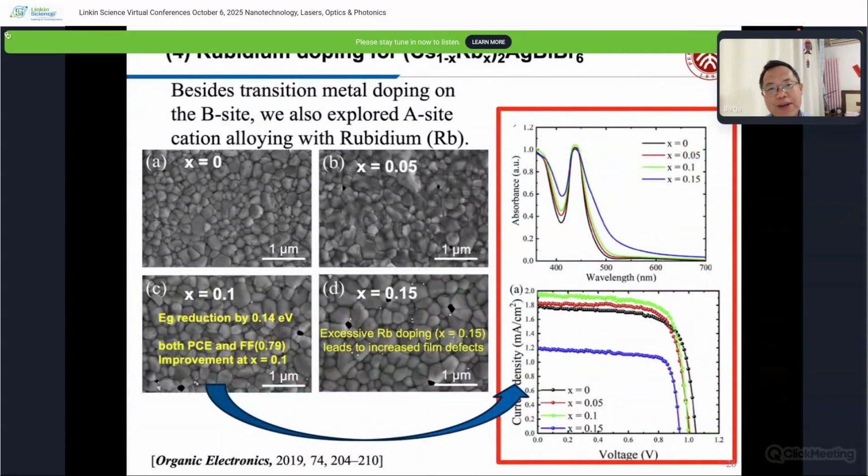Besides transition metal doping on the B side, we also explored A side cation alloying with rubidium. With a doping ratio of 10%, the band gap was reduced by 0.14 eV, and both PCE and fill factor were improved simultaneously. However, an excessive rubidium doping ratio, for example 15%, leads to increased film defects, which degraded the performance of solar cells.